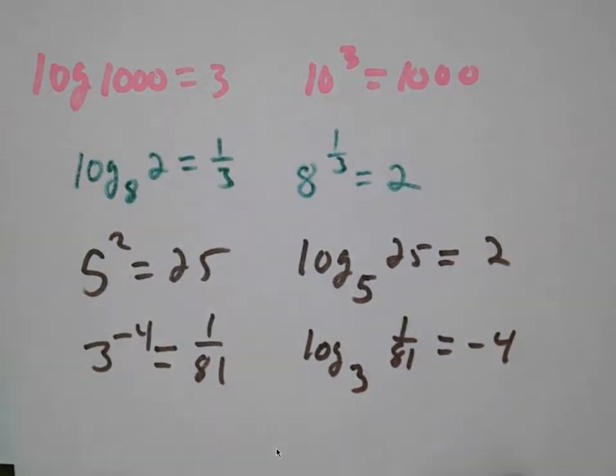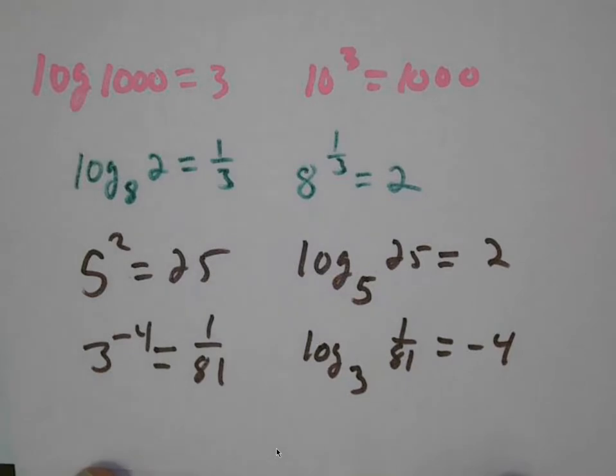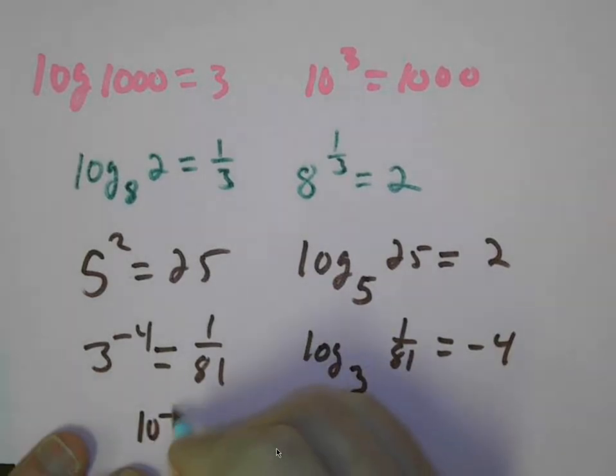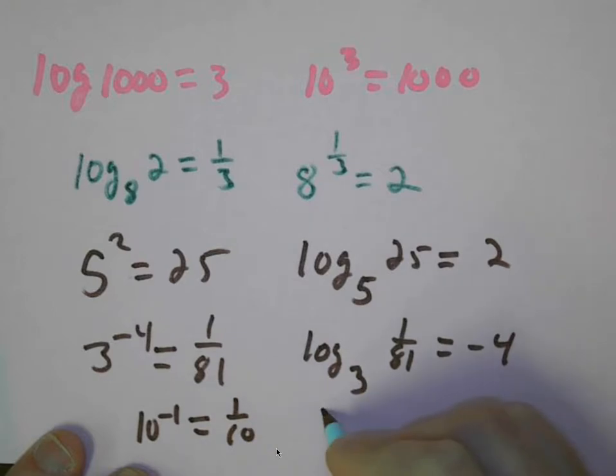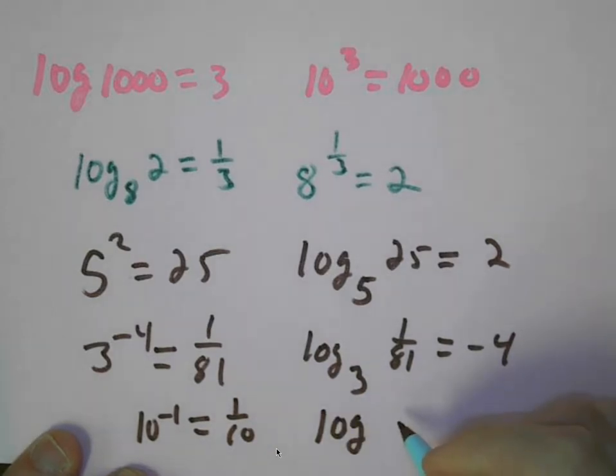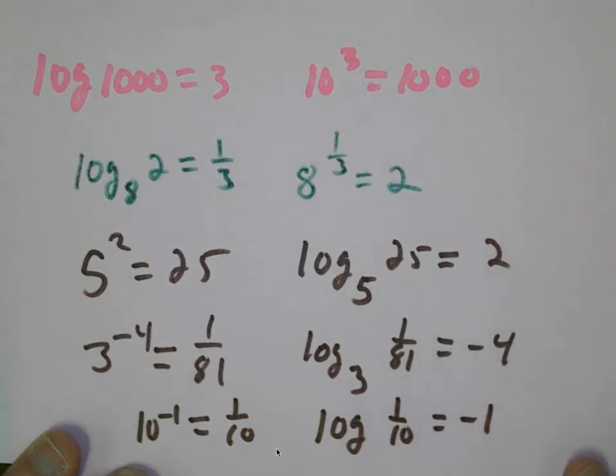Okay? And then the last one I'll show you is 10 to the negative 1 is equal to 1/10. Well, if you say log base 10, you don't have to. You can just say log, right? Log of 1/10 is equal to negative 1. Pretty simple stuff. So you can evaluate logs, and there's ways to do it in the calculator. You can evaluate logs, and it helps if you know the exponents.